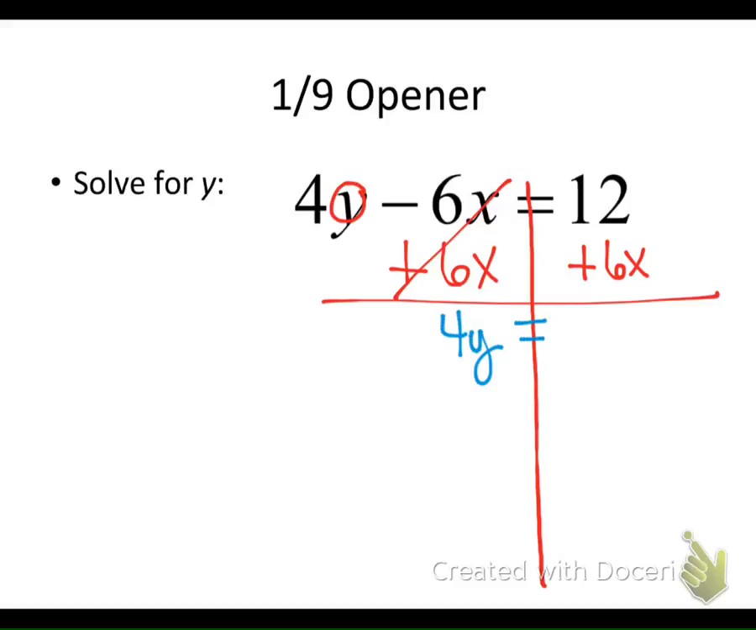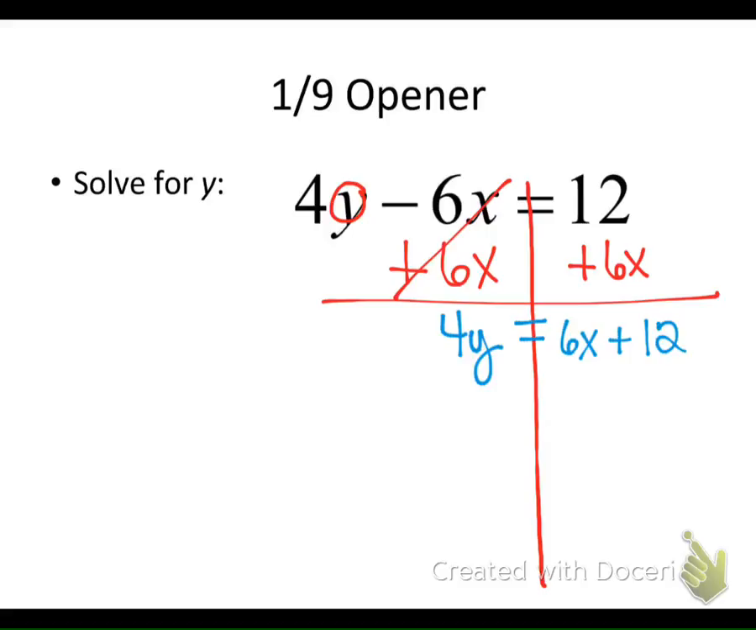What do I bring down first? I always like to bring down my number with the variable first. So what is that? 6x. And then what do I bring down? Yeah, the plus 12. Okay, moving right along. So now I have 4y equals 6x plus 12.